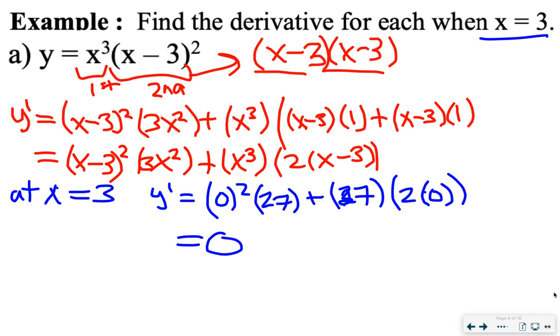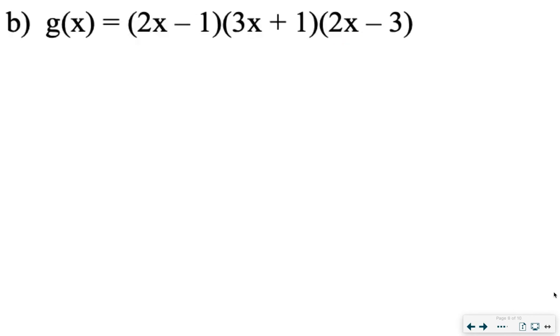That means the slope of my tangent is 0, so I have a horizontal line at x equals 3 as my tangent. Let's do the same thing here. I've got 3 terms being multiplied together. Again, you can split this up in a couple different ways. So I'm going to say, here's my first, it's just my first bracket there, and my second is my second set of brackets there.